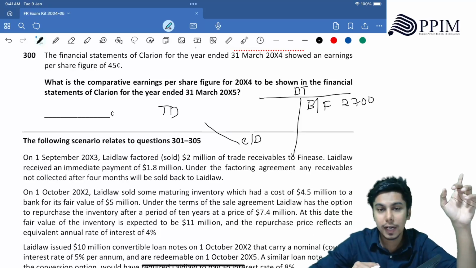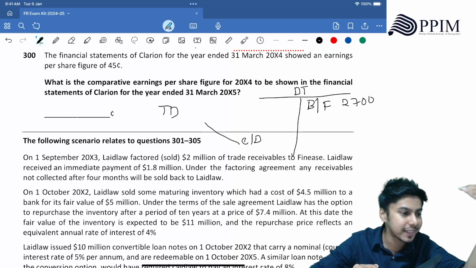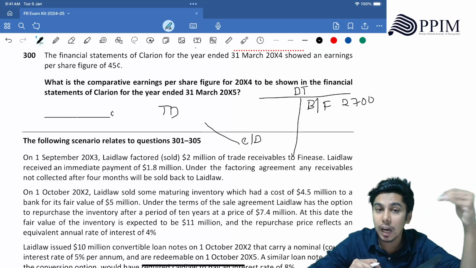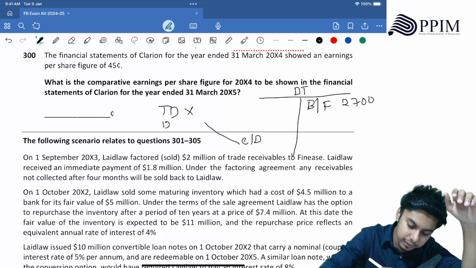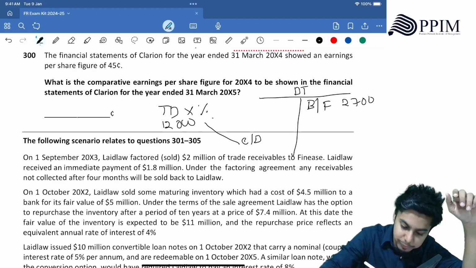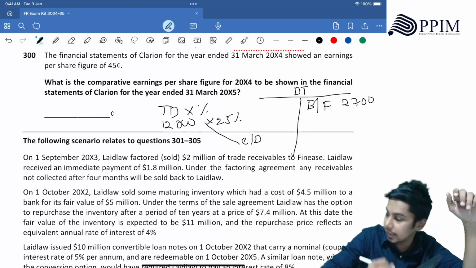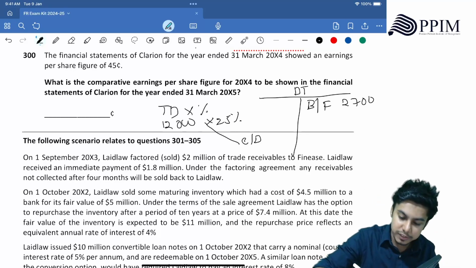Now in that paragraph you saw, guys, they are telling the difference between the tax base and the carrying value is how much? 12 million. Take the 12 million and multiply with the percentage. What's the percentage, guys? 25%. Now check and see what will be that answer. 3,000. So 3,000 is the answer.